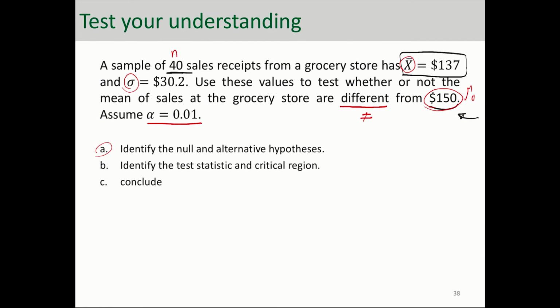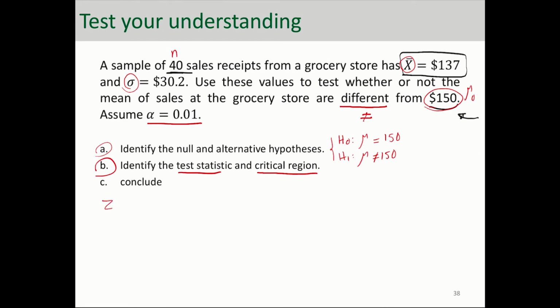Identify the null and alternative hypothesis. The null hypothesis always has the equal sign. So we're hypothesizing whether mu is equal to 150. And for the alternative hypothesis, we're trying to see if mu is not equal to 150. Identify the test stat and critical region, and then we conclude.